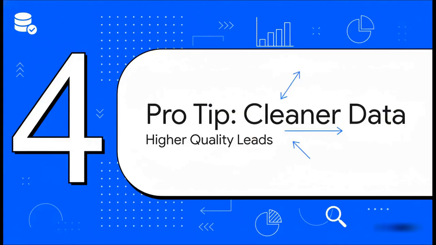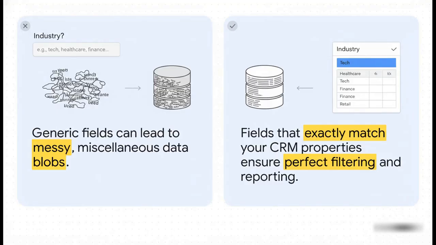Okay, before we wrap up, I want to share one quick pro tip with you. This is a simple trick, but it will make a massive difference in the quality of your data and your reporting. Okay, so on the left, you see a pretty common mistake, using generic fields that just lead to messy data. But on the right, that's the good stuff. When your form fields, like a drop-down menu for industry, perfectly match the properties you've set up in your CRM, you guarantee every single submission is clean, structured, and ready for you to filter and report on.